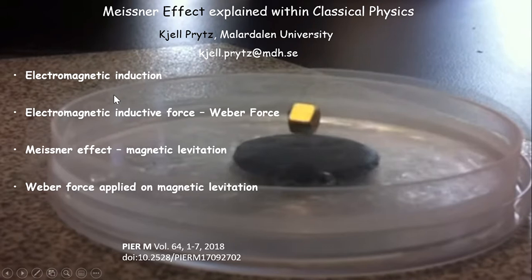And this is based on the phenomena which we call electromagnetic induction. I will formulate this phenomena through the inductive force, which is also called the Weber force. And then I will explain what the Meissner effect is, it's magnetic levitation. I will present a model, and then I will apply the Weber force on magnetic levitation. This is a work that was published 3 years ago, and it is open access.